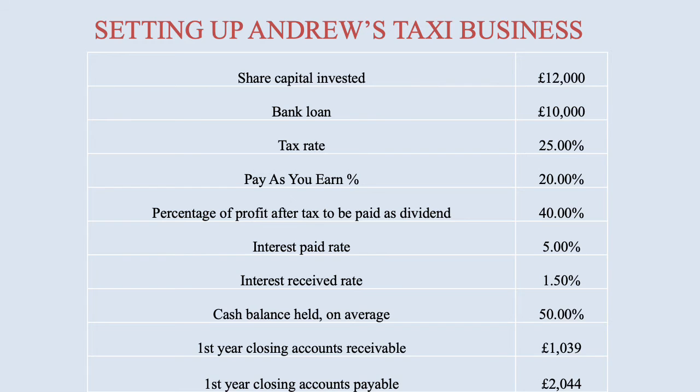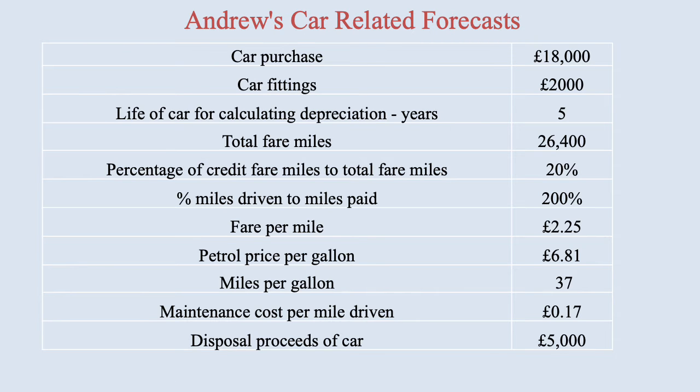Then we can say, is it a good plan? That's what it's all about. So I'm not going to talk about each one of these entries individually. You can read them. So let's move on to the next one. Here are more of the forecasts. Car purchase, the fittings, the fare miles, the miles per gallon. Notice it's very detailed.